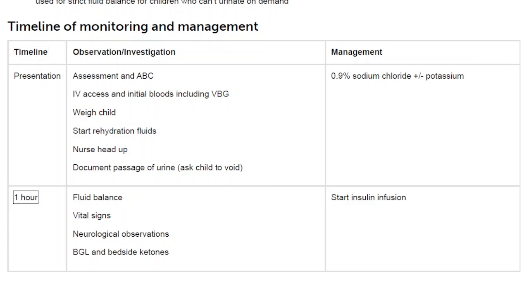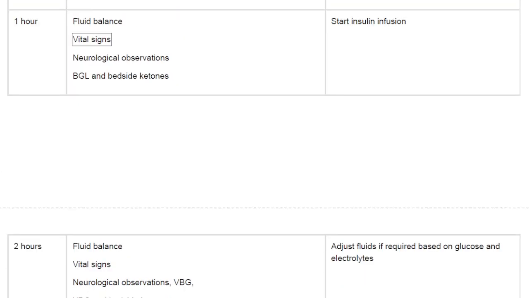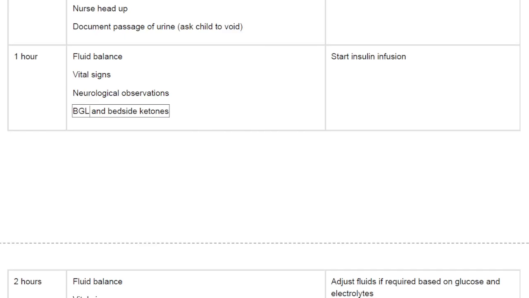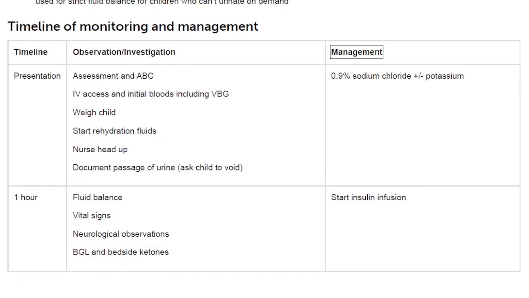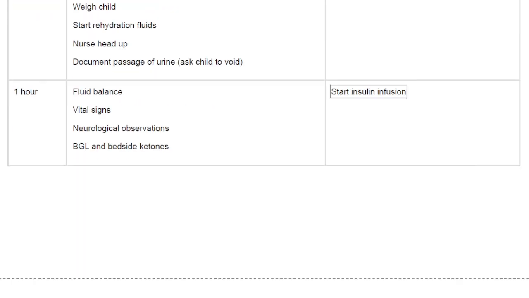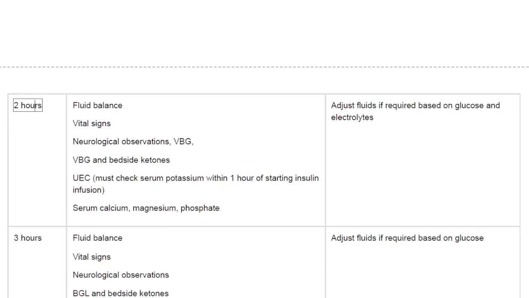Timeline, 1 hour. Observation/investigation. Fluid balance, vital signs. Neurological observations, BGL and bedside ketones. Management, start insulin infusion. 2 hours.